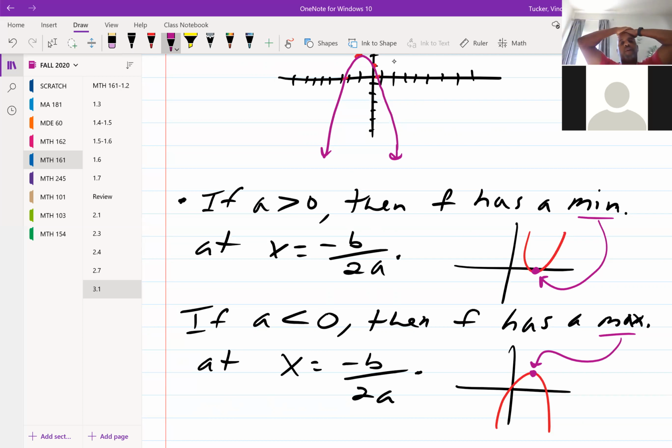All right, so if a is greater than 0, we already touched on that it will be concave up, or open upward. So that means that your function has a minimum at negative b over 2a. And if a is less than 0, in other words, a is negative, it opens downward. So that means it has a maximum at that x equal to negative b over 2a.